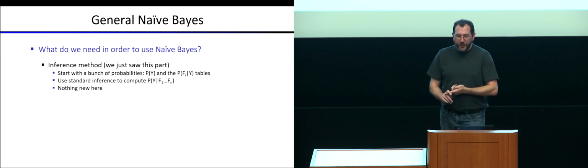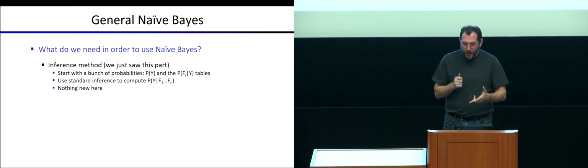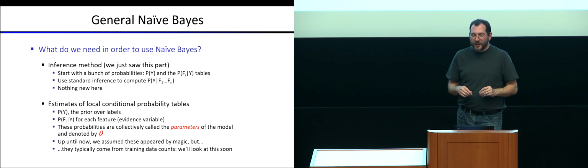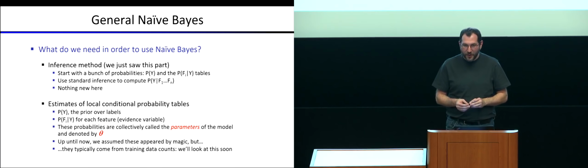Okay, so what do we need? We need an inference method. We've just seen this. We have a Bayes net. In this case, it's super simple. It's one that assumes all the features are conditionally independent given the label. We need all of the component probabilities. Nothing new. What's new is now, in order to make this work, we need to know what those probabilities are. How likely is it to have the word free in spam? How likely is it that the center pixel will be on for the number 7? These questions can only be answered by going to data.